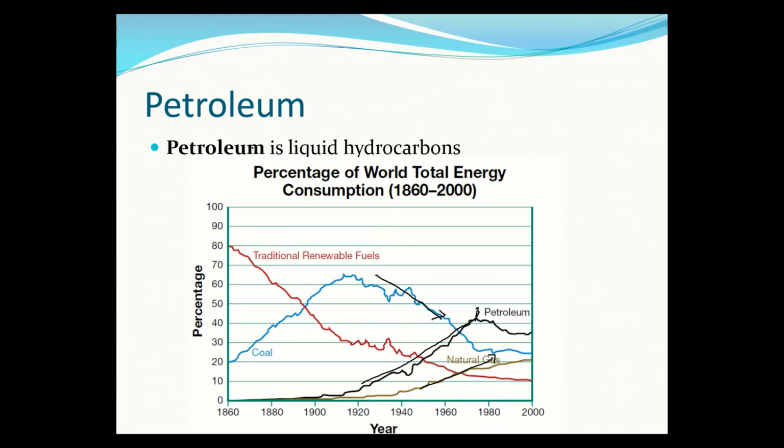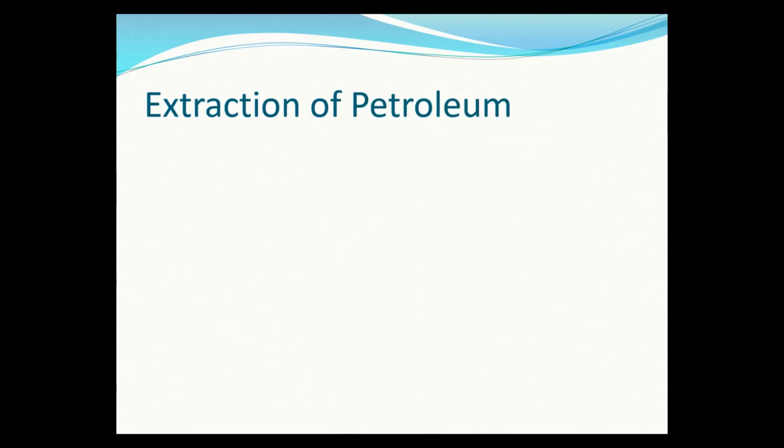So like car gasoline would be petroleum, oil would be petroleum, and kerosene from a kerosene lamp would be petroleum. All those would be classified as petroleum.